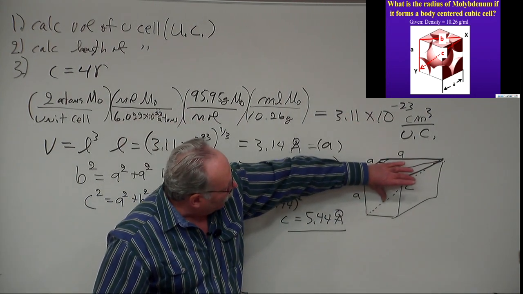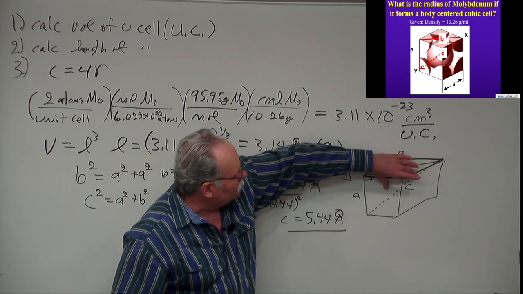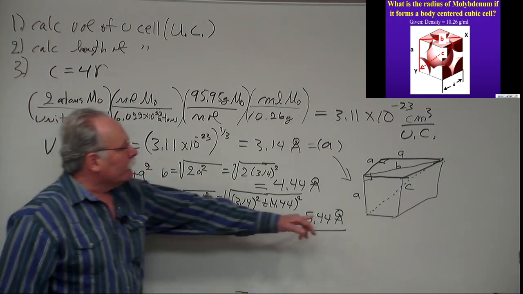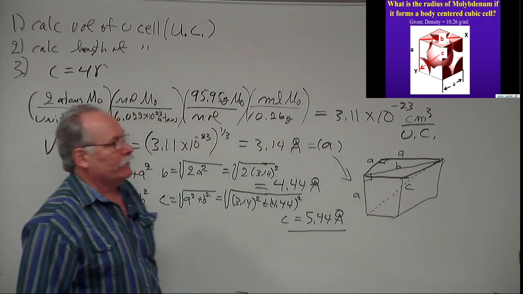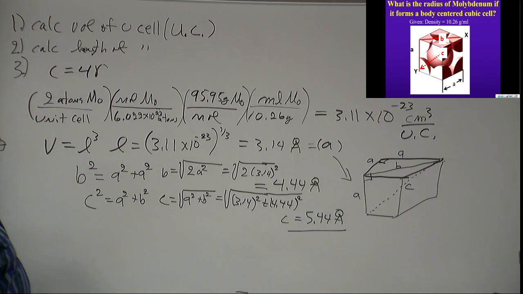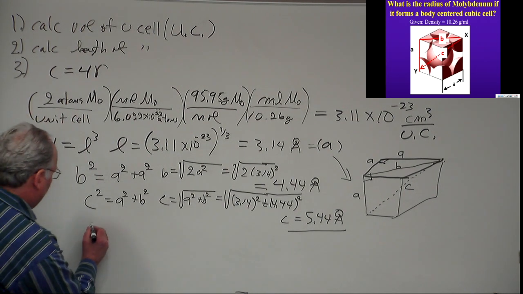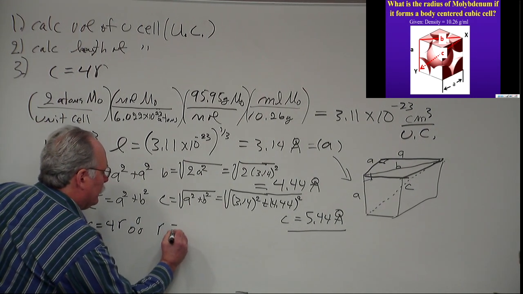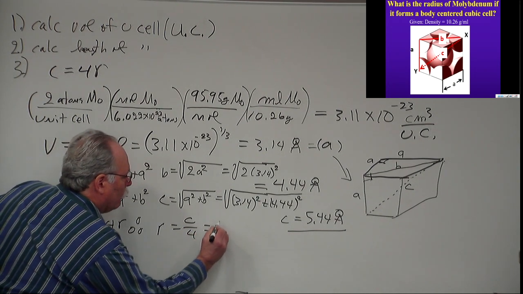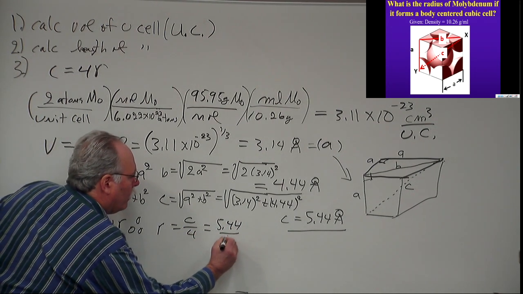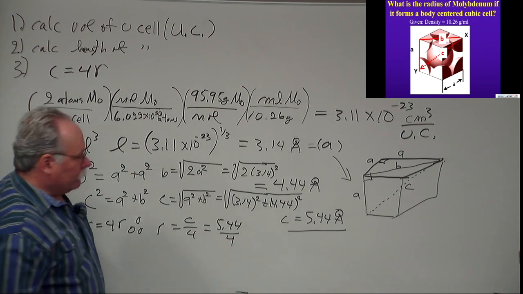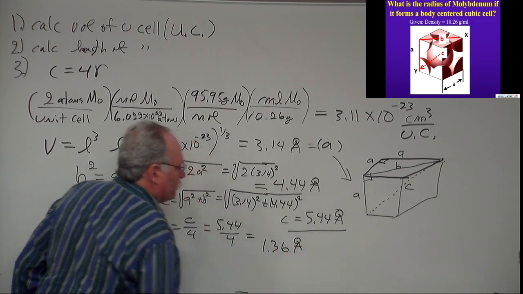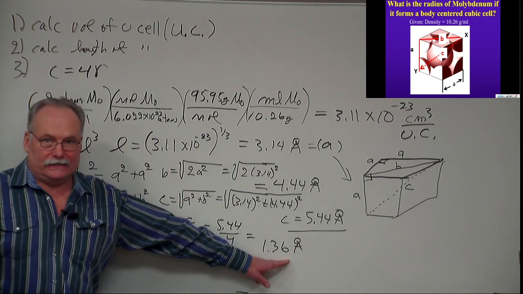Okay? Now we know this, and when we look up there, we can see that there's one radius here, then you have the atom in the body, which has two radii, and then one radius up here, which is the atom in the other corner of the diagonal through the center of the cubic cell. So we can say that C equals 4R, therefore R equals C over 4, which equals 5.44 over 4, which is equal to 1.36 angstroms.